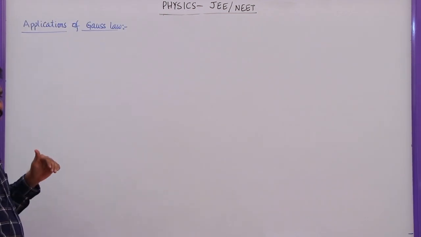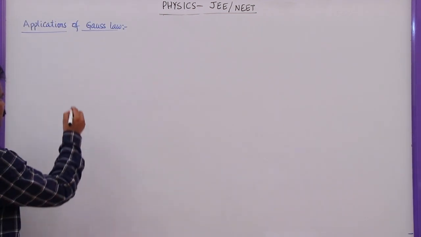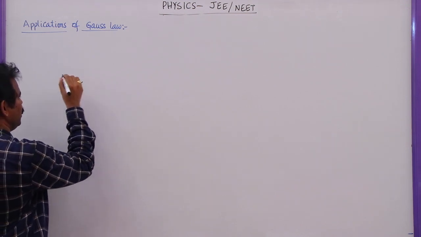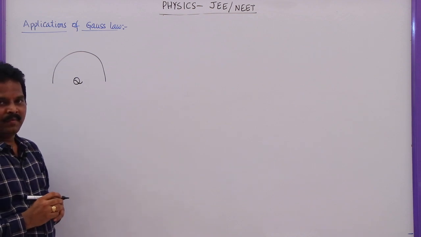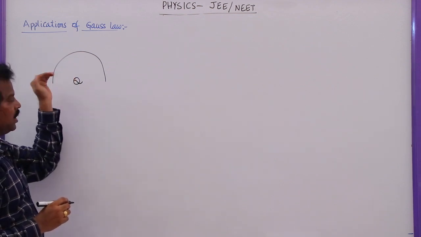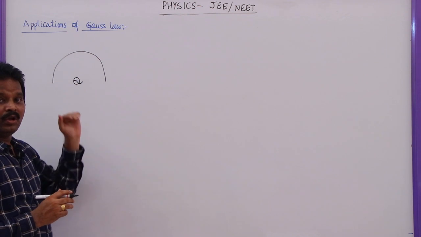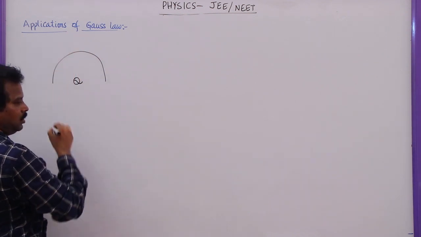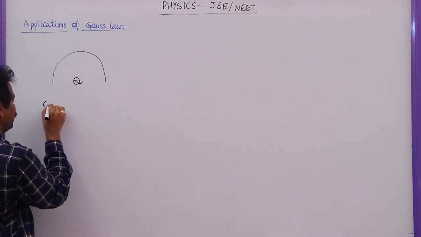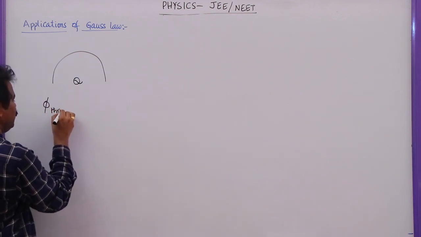Now some more applications of Gauss law. So let me take a charge Q here, and it is surrounded by a hemisphere here. So that means this charge is enclosed only on one side. So what is the flux through this hemisphere? So here, flux through hemisphere.